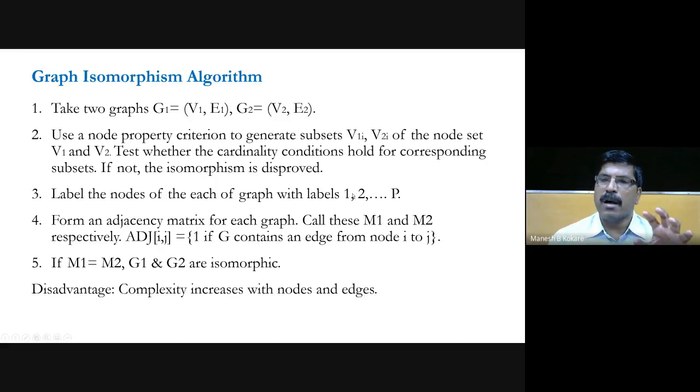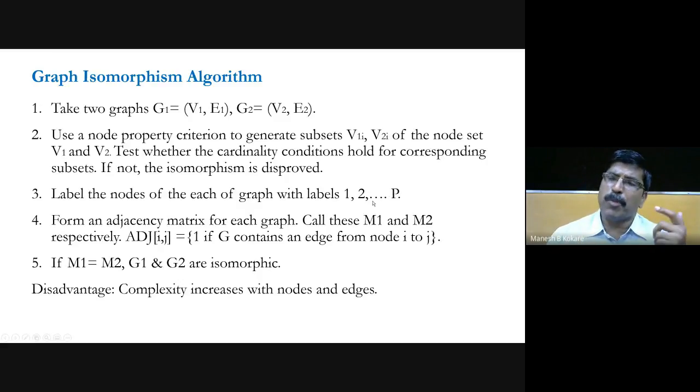And then again, you have to find the incidence matrix, the adjacency matrix for graph 2, and then again you have to match it. Sometimes, suppose in the second iteration it does not match, then in the third iteration you have to change the labels. So how many times do you have to change the labels? P factorial times, because the number of nodes is p.